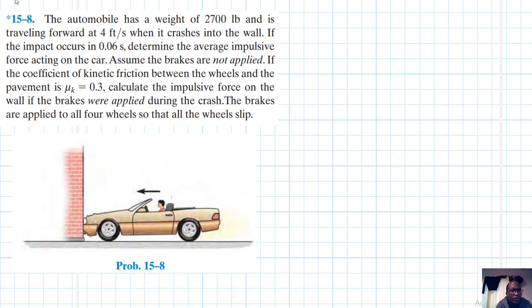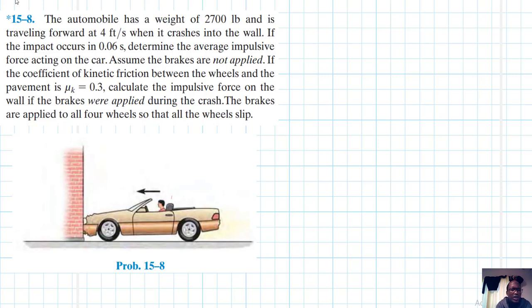The problem reads that the automobile has a weight of 2,700 pounds and is traveling forward at 4 feet per second when it crashes into the wall. If the impact occurs in 0.06 seconds, determine the average impulsive force acting on the car. Assume the brakes are not applied.